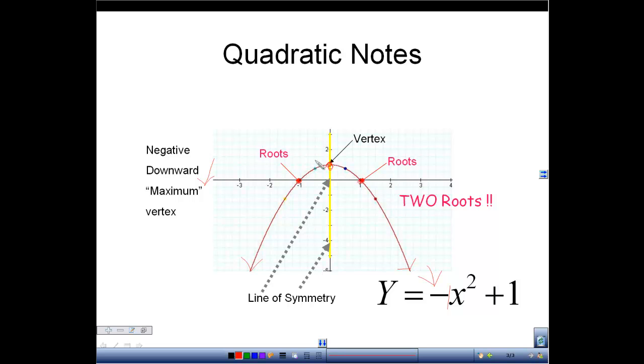Okay, the vertex here is still the same, 0, 1. But it's now the maximum because it's on top, whereas before on a positive it was on the bottom. So the maximum is when it's on top, when it's downward, and it's negative. And your solutions go across as two roots right here.